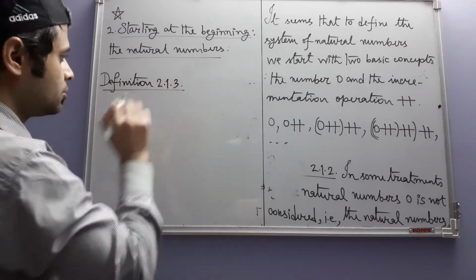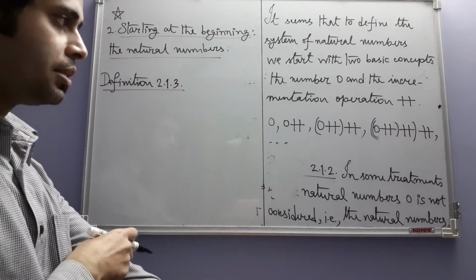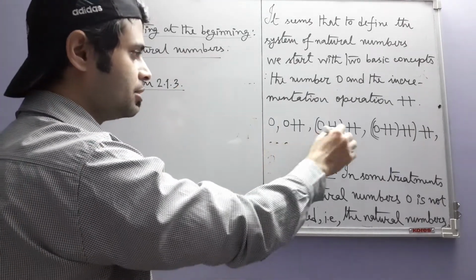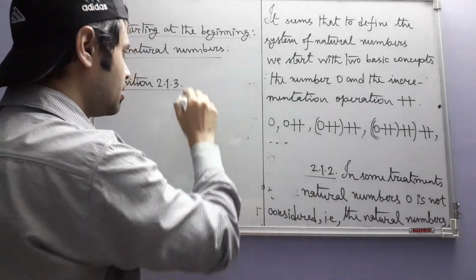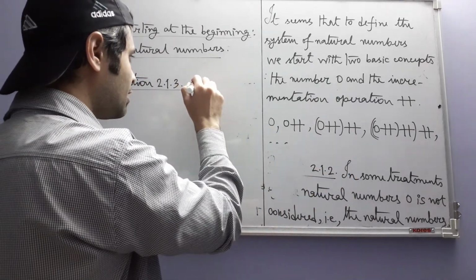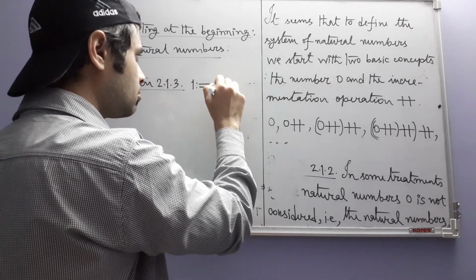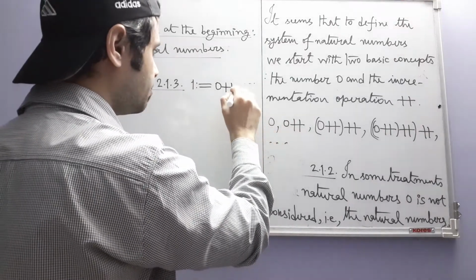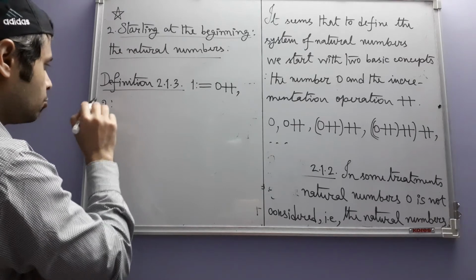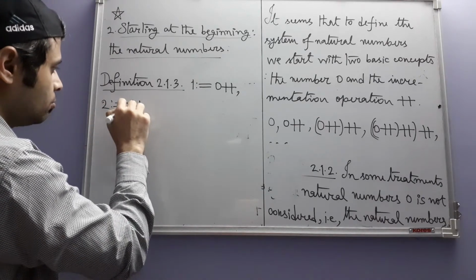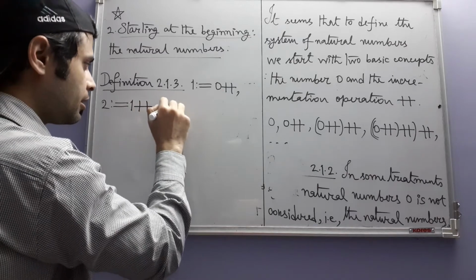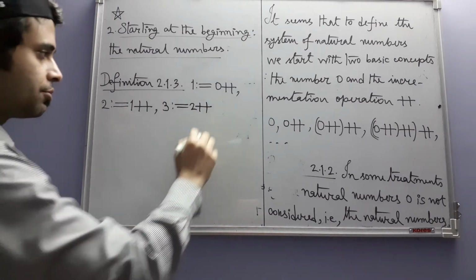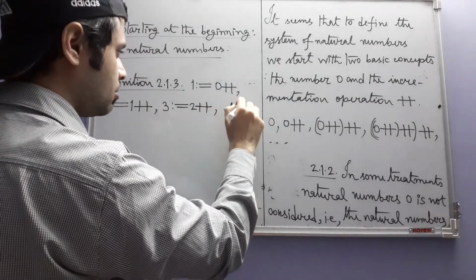Definition 2.1.3. What this definition says is very easy. It gives names to these symbols with which we are already familiar. It defines 1 to be the element next to 0. Similarly, 2 is the element next to 1. 3 is the element next to 2, or 3 is the increment of 2, etc. It goes like this.